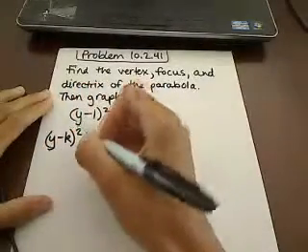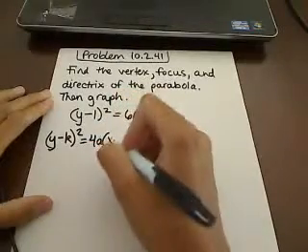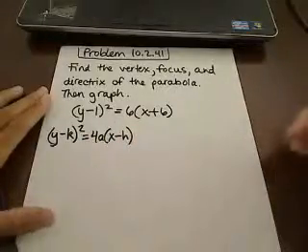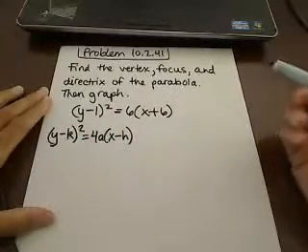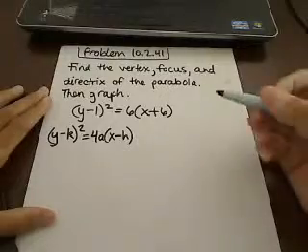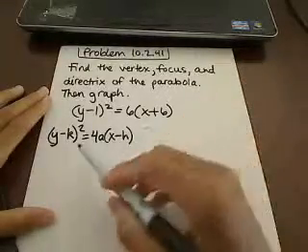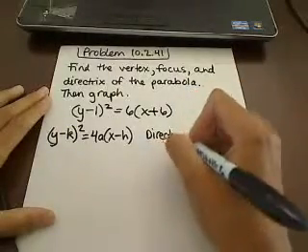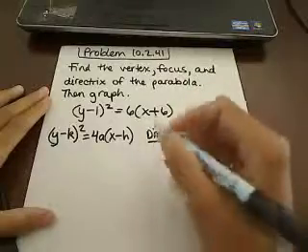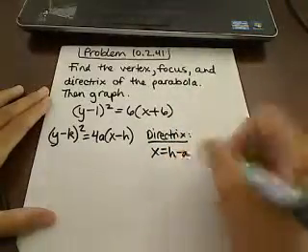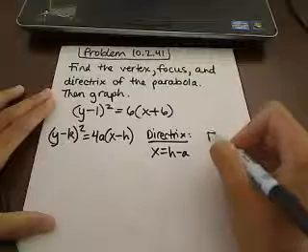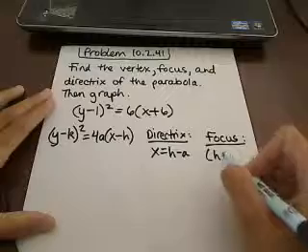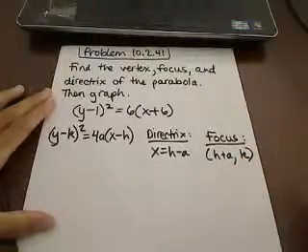It's in the y minus k squared equals 4a times x minus h form. Okay, and the reason that it's important for us to identify the form is because the directrix and the focus are going to be based off of what type of form we're looking at. So the directrix, when we're looking at this particular form, is going to be x equals h minus a, and the focus is going to be the point h plus a and then k.